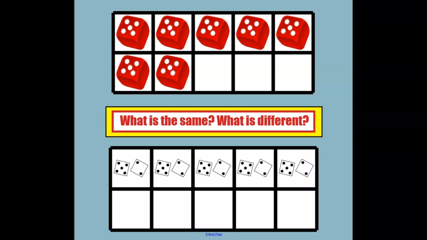For those of you at home, you may have noticed that some of the similarities are they both have dice in them. They both have fives in them. The differences are they have different color dice. And on the bottom one, we notice that there is a 5, but there's also a 2 in each of these.